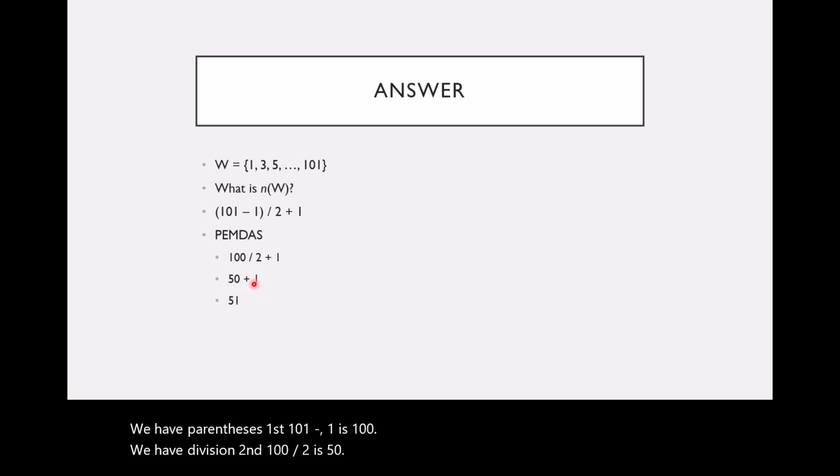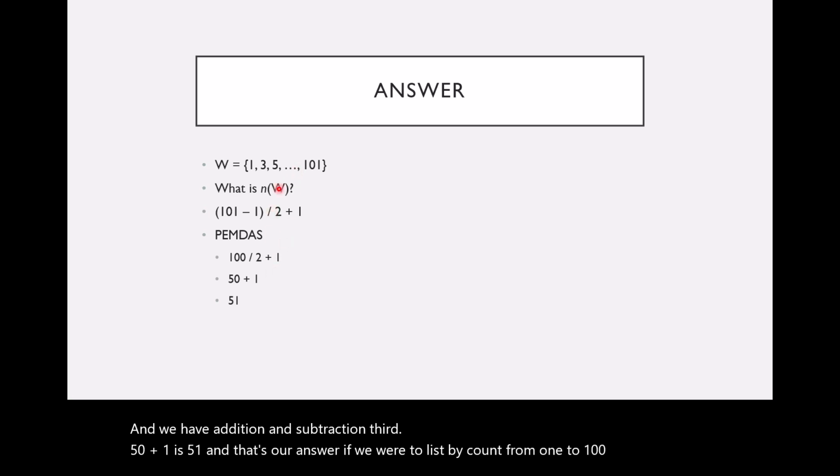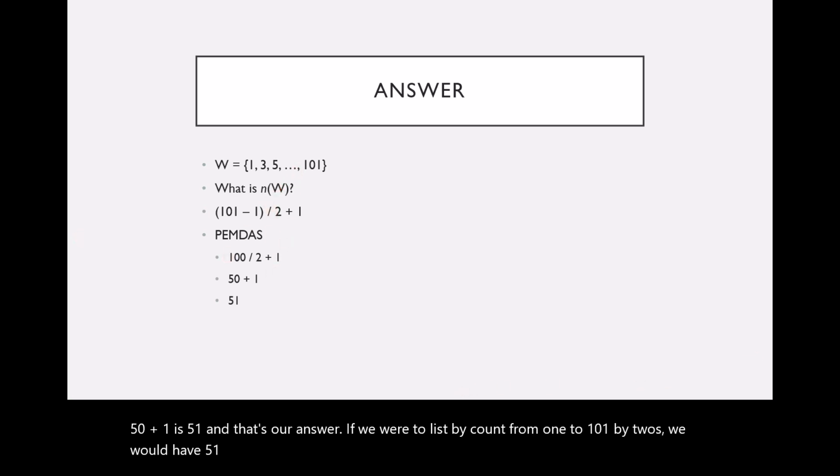And we have addition and subtraction third. 50 plus 1 is 51. And that's our answer. If we were to list by count from 1 to 101 by 2's, we would have 51 numbers there.